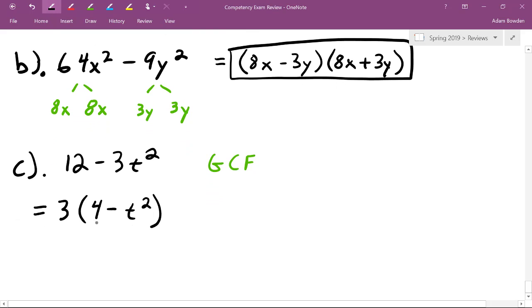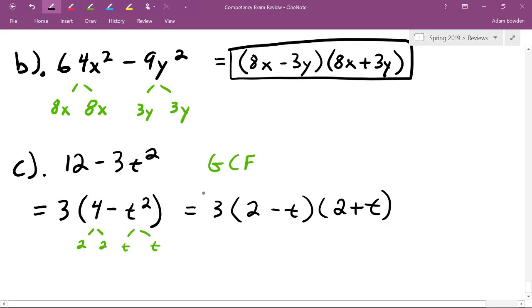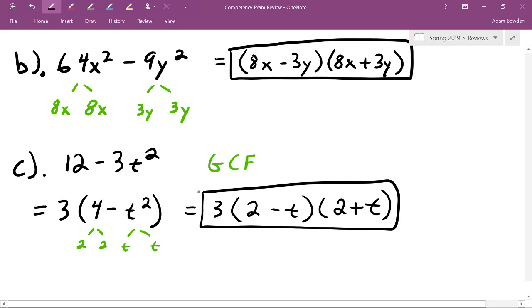Now what you're looking at here in these parentheses is a difference of squares. The 4 is 2 times 2, and the t squared is t times t. So breaking that down into difference of squares would be a 2 minus t and a 2 plus t, but with the 3 out in front that we factored out from the beginning.